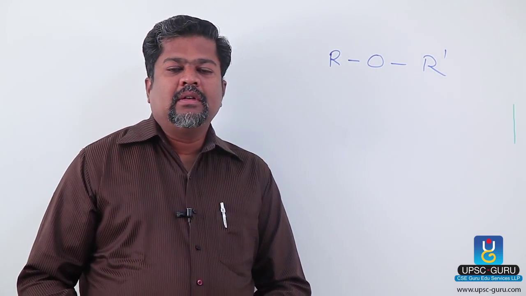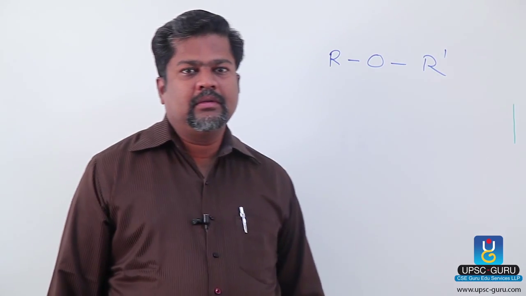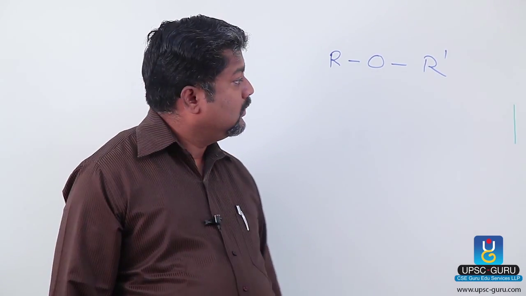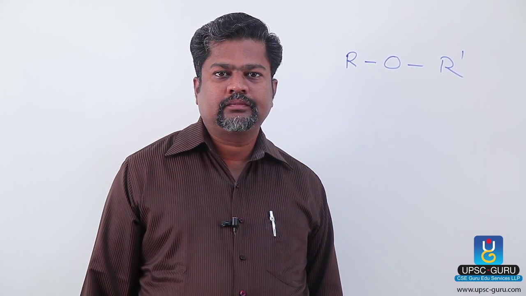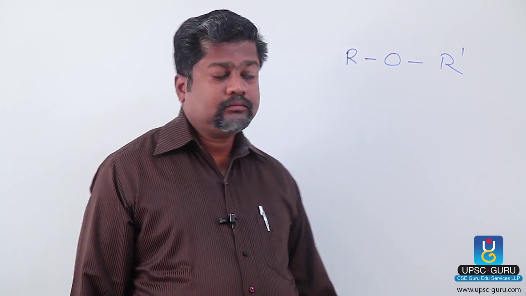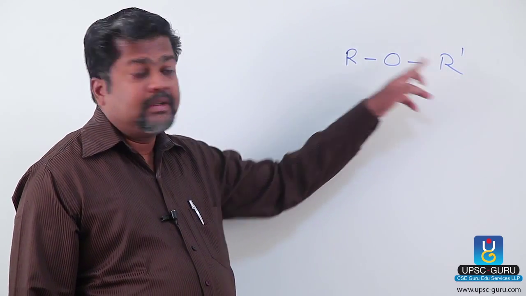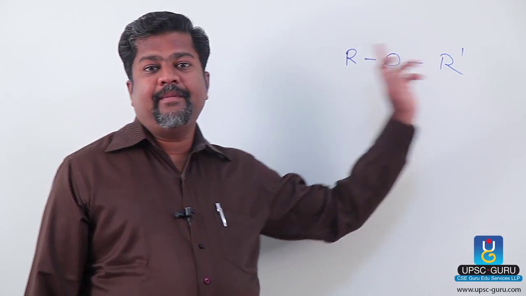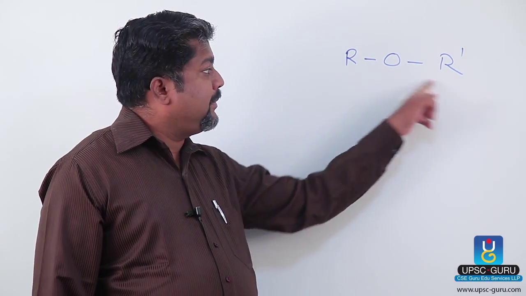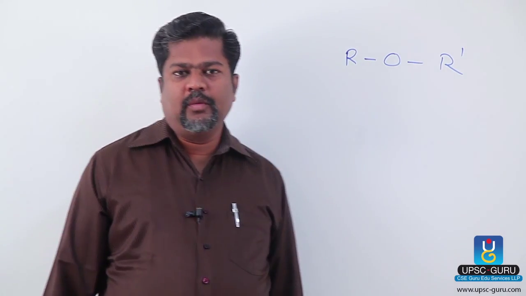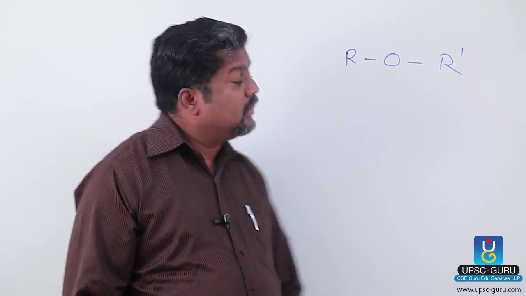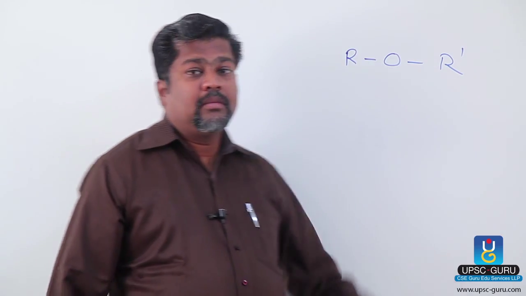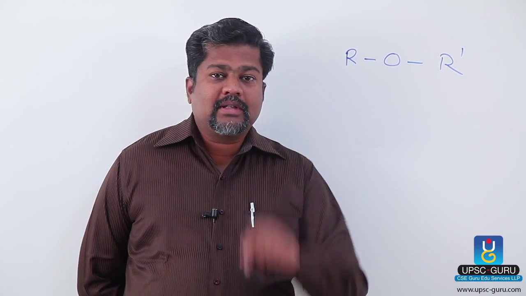Oxygen is there. This type of oxygen, R-O-R dash. R and R dash may be the same or may not be the same. So this type of functional group is called ether. So this is ether, but this is not what we discuss in physics.